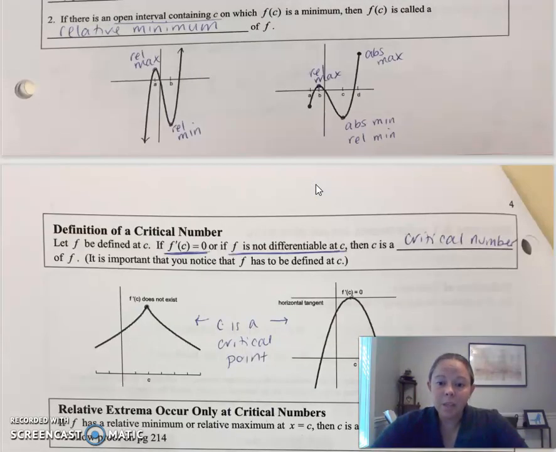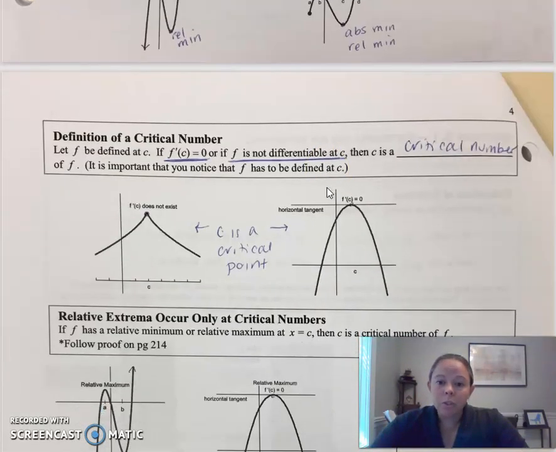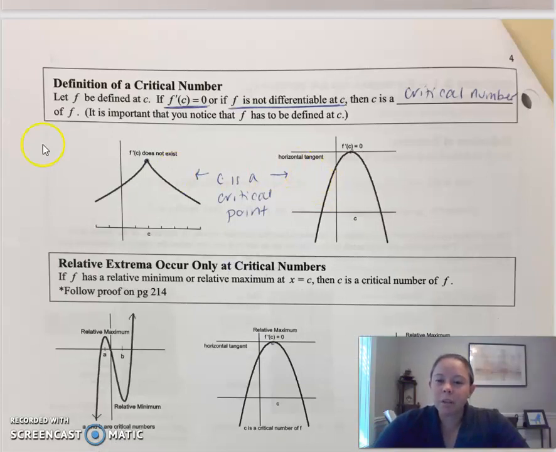So, all right, now critical numbers. This is where your interesting things are happening on the graph. So let f be defined at c. If the derivative at c equals 0, or if f is not differentiable at c, then c is a critical number of f. So it's important that you notice that f has to be defined at c. That's very, very important. Notice that's the very first thing they state. If f is defined at c and then it meets these two conditions, one or the other, then you have a critical number. So again, it's where your interesting things happen on your graph.